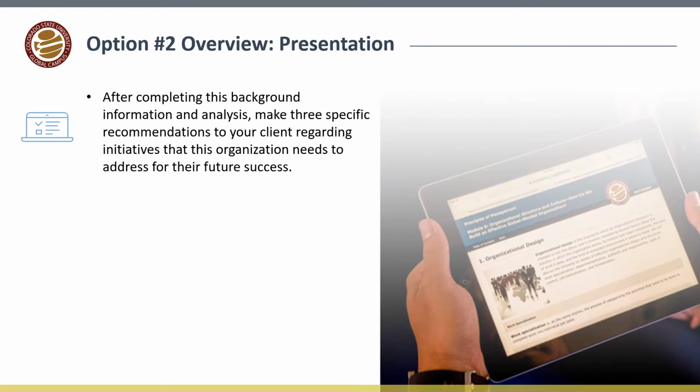The wrinkle here with the presentation is that after you've done your background analysis, you're going to make 3 specific recommendations to your client regarding initiatives that this organization needs to address for their future success. So these need to be relevant to the results of what you've done in your paper and relevant to the tools that you describe.